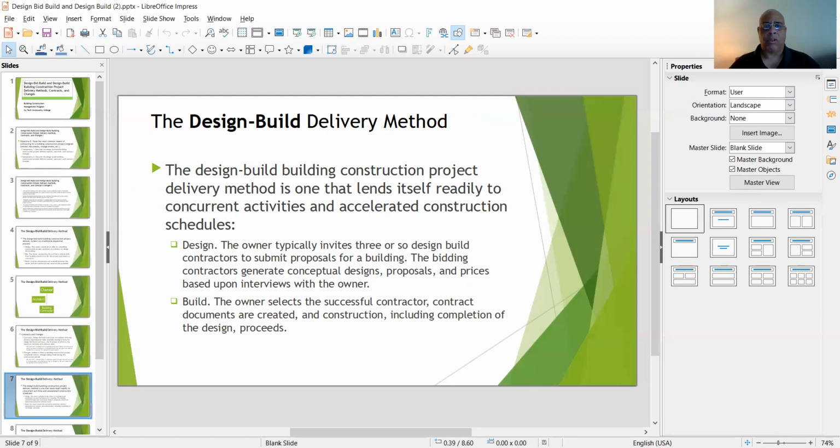The owner typically invites 3 or so design build contractors to submit proposals for building. Building contractors then generate conceptual designs, proposals, and prices based upon the interviews with the owner. Then there's the build. The owner selects the successful contractor. Contract documents are then created and construction takes place. But all that happens after completion of the design.